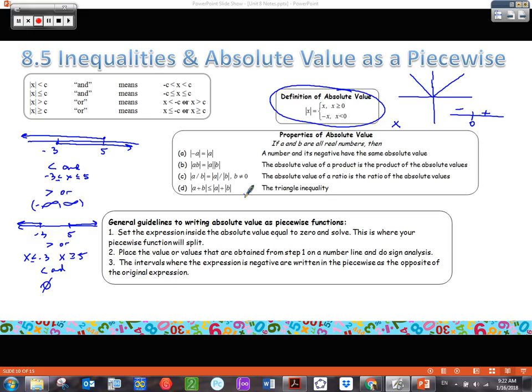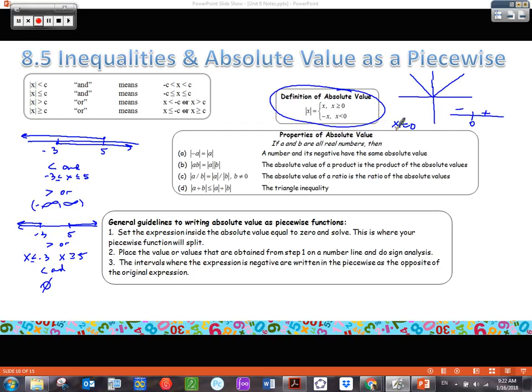Here are our general guidelines to writing absolute value as a piecewise function. The first thing we would do is set the expression inside the absolute value equal to 0 and solve. The expression in here is x, set equal to 0, and there's nothing to solve. X is 0. That's where our piecewise function will split. Notice, there's where the split is, at 0. Next, place the value or values obtained from step 1 on a number line and do sign analysis. That's what we did here. So 0 is what we got when we did that.